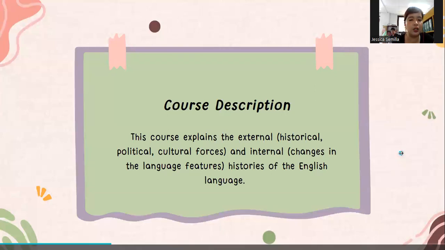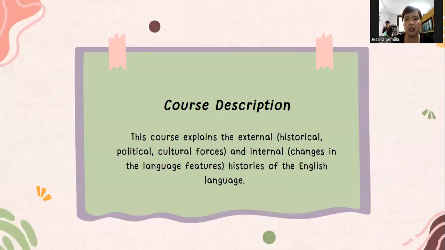For the course description of the History of English Language, this course explains the external historical, political, and cultural forces and internal changes in the language features in the history of the English language. More or less, as you look into the history of English language, we're going to trace the different years where there are significant experiences and a significant timeline that happened through the evolution of the English language, and of course, the spread of the English language across the world and across the different continents. So let's proceed.